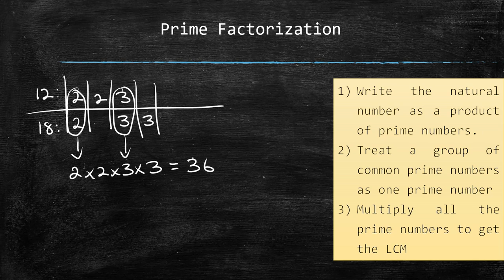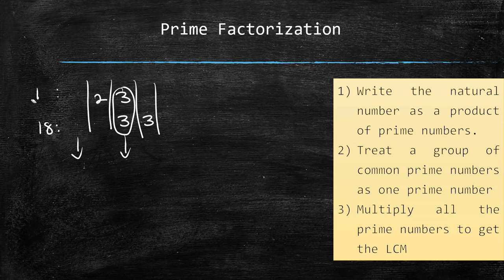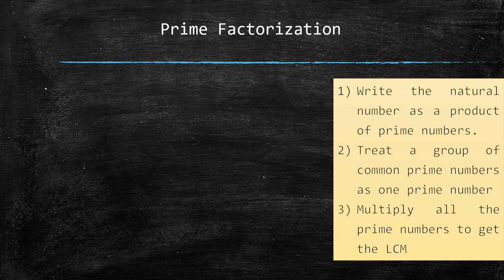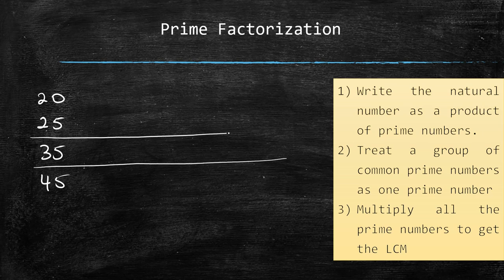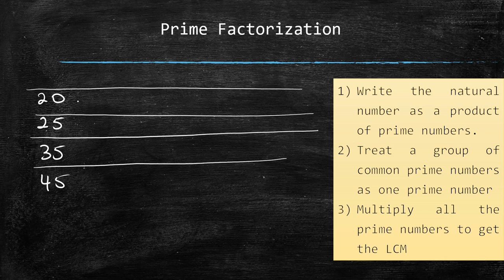And I'm going to do another example just so you can see what I'm talking about. I'm going to work out the LCM of 20, 25, 35, and 45. All right. Now, this here is where it starts getting a little bit cumbersome and tricky.